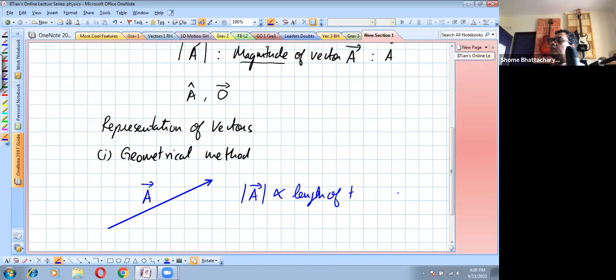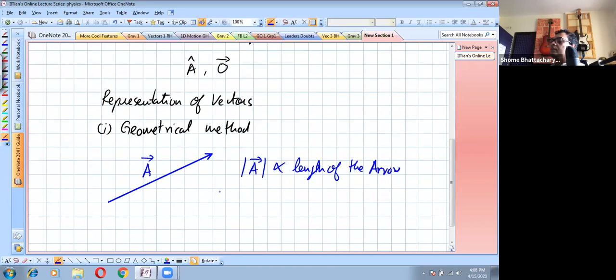Okay. And we saw that the direction of vector E, or what we call the line of action, is a line along which the vector E is acting. If it is a force, it is acting along that line. If it is a displacement, it is precisely along that particular line. So that is called the line of application of the vector.